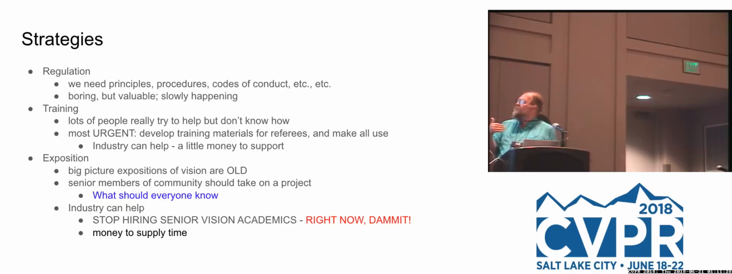The second more important strategy is training. There are an immense number of people in this community who really want to help, but do not know how. There was a blog post recently from somebody who'd received a NIPS paper to review and said, look, I'm in my final year as an undergraduate. I know nothing about reviewing. What the hell do I do now? Right? A lot of people are in that position because a lot of papers need reviewing.